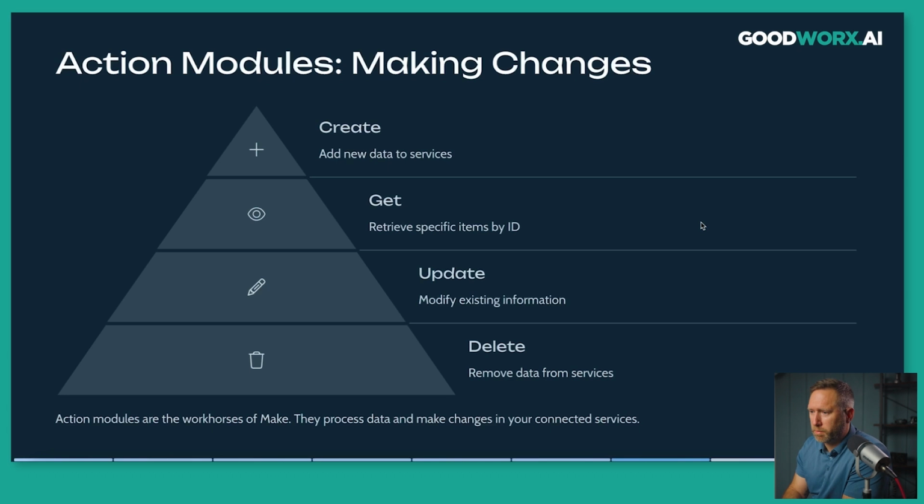And then here are your action modules. So here again are your action modules we can create. That's like add a new row to a Google Sheet. We can also get data by a specific ID. We can update an existing row based upon an ID. And then we can delete a row based on a specific ID. So these are kind of like the workhorses of Make.com. They process data and make changes to the data in your connected services.